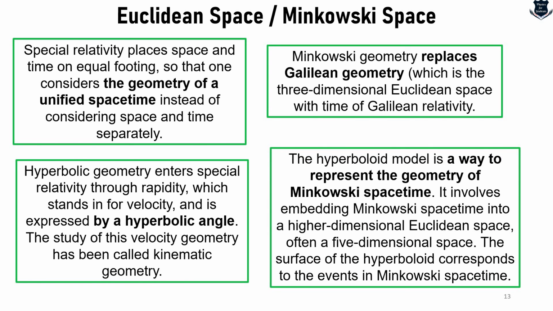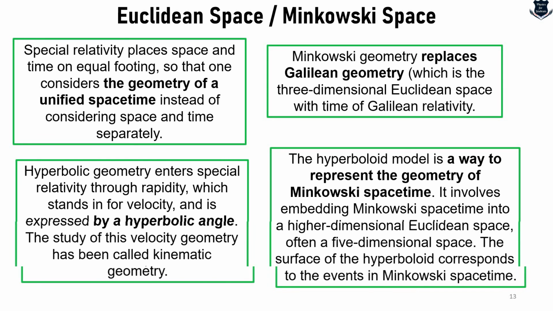And the fourth point is that the hyperboloid model is a way to represent the geometry of Minkowski spacetime. As I was telling you, this doesn't come out of the blue. It involves embedding Minkowski spacetime into a higher dimensional Euclidean space, which can be 5, 6 or so on. So the surface of the hyperboloid corresponds to the different events in Minkowski spacetime.